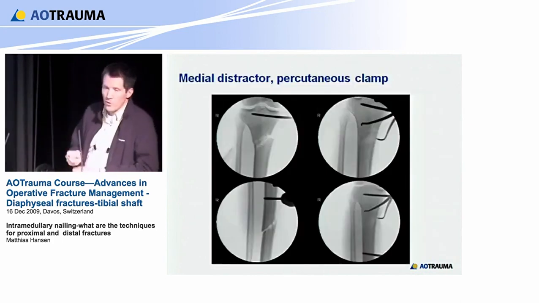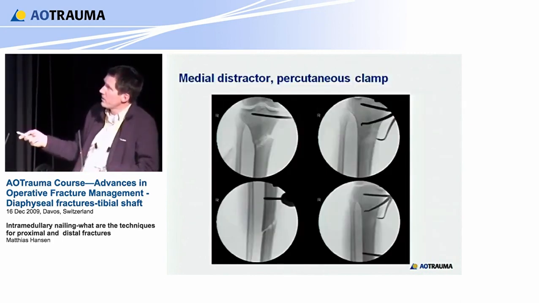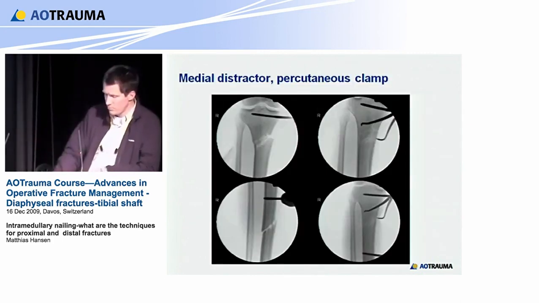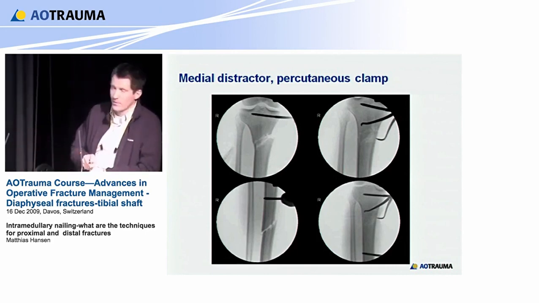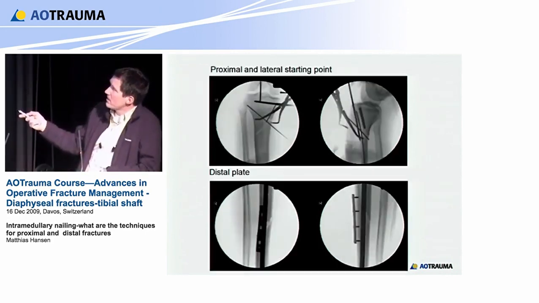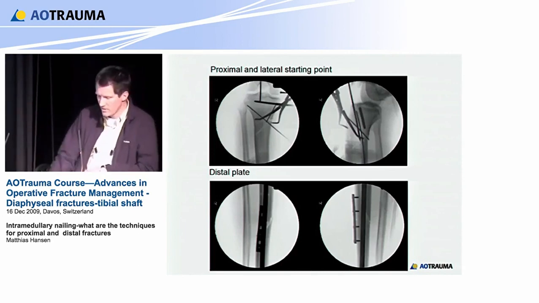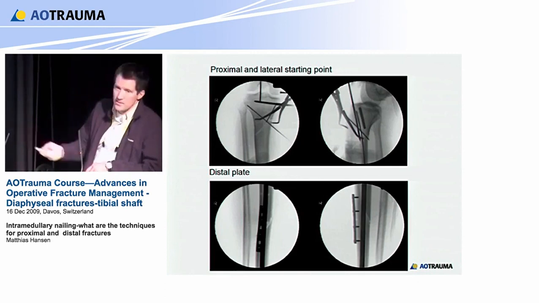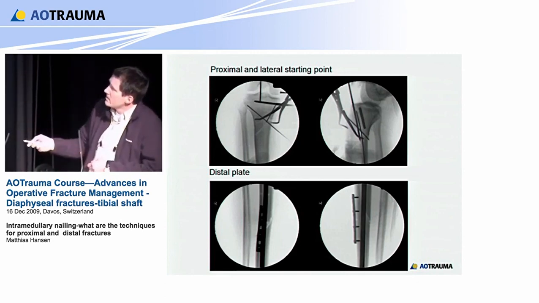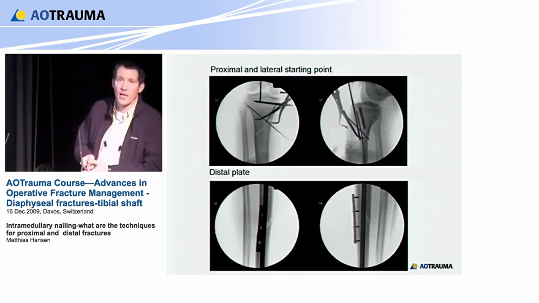So we see a perfect example of a segmental fracture with a very, very short proximal fragment. And we see the use of almost every useful reduction tool. You see a medial distractor. You see percutaneous clamps just to close down this proximal fracture gap. You see temporary K-wires across the fracture gap. And distally, you see a temporary plate just holding the alignment.